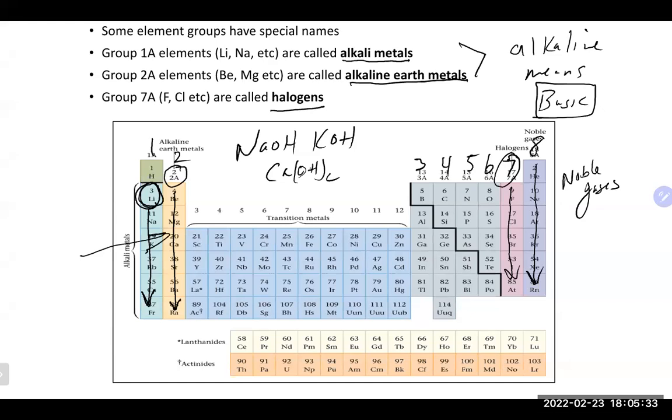A lot of acids, by the way, are non-metals that come together with water on the other side. So you do need to know, again, group 1 is the alkali metals, group 2 is the alkaline earth metals, group 7 is the halogens, and group 8 is the noble gases. Any questions on that there?